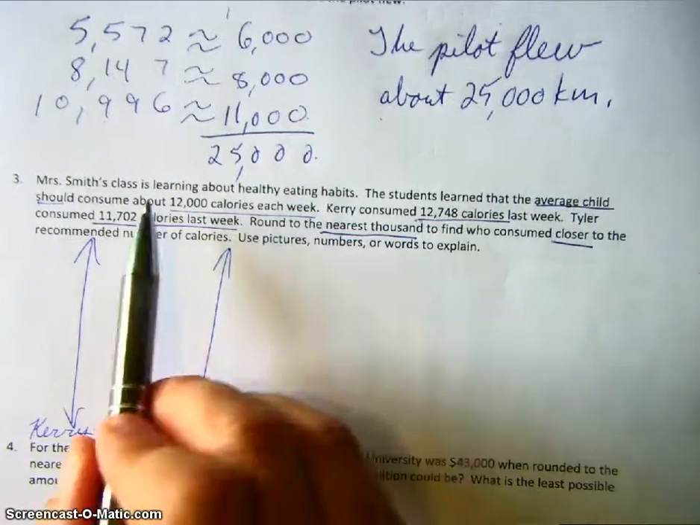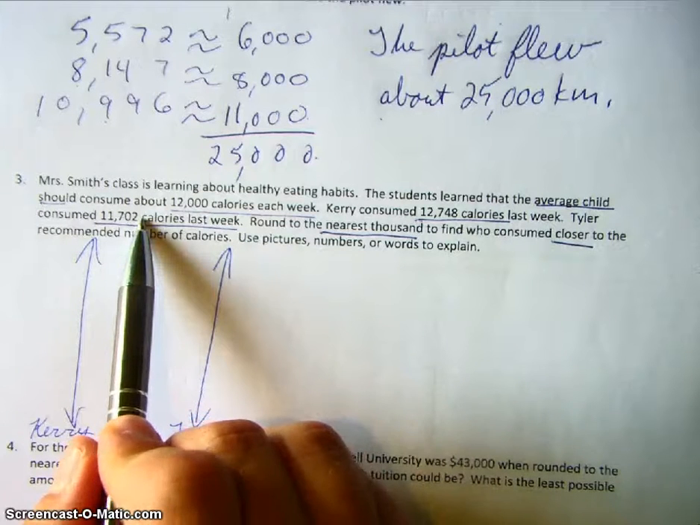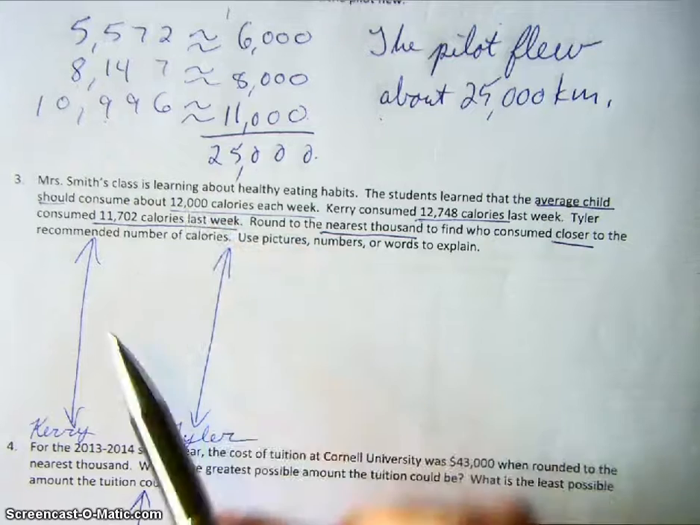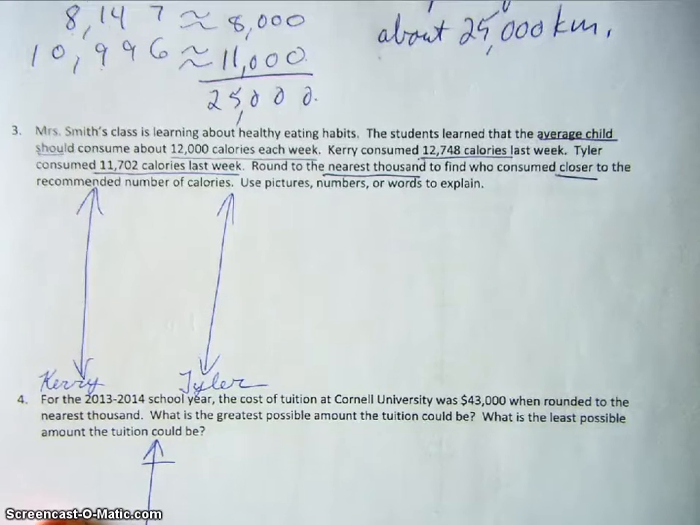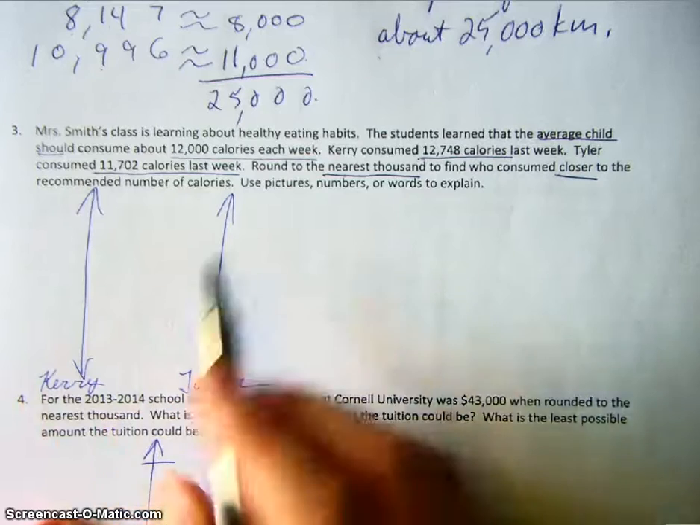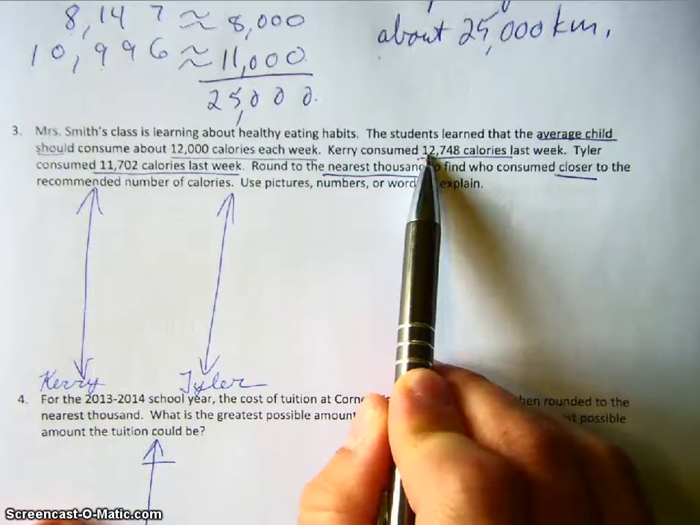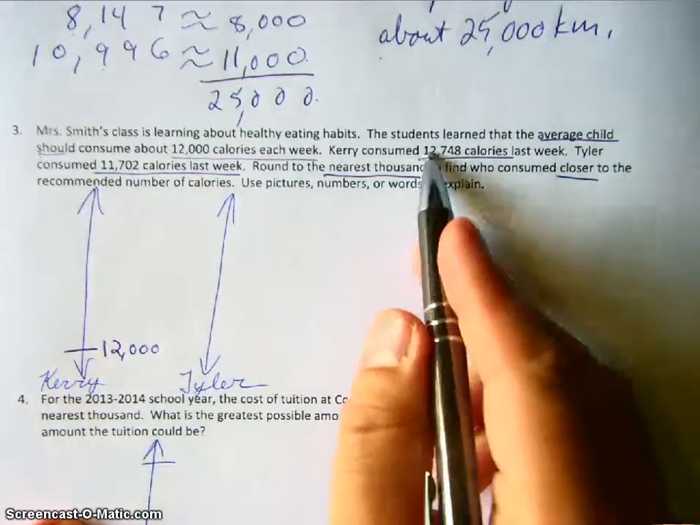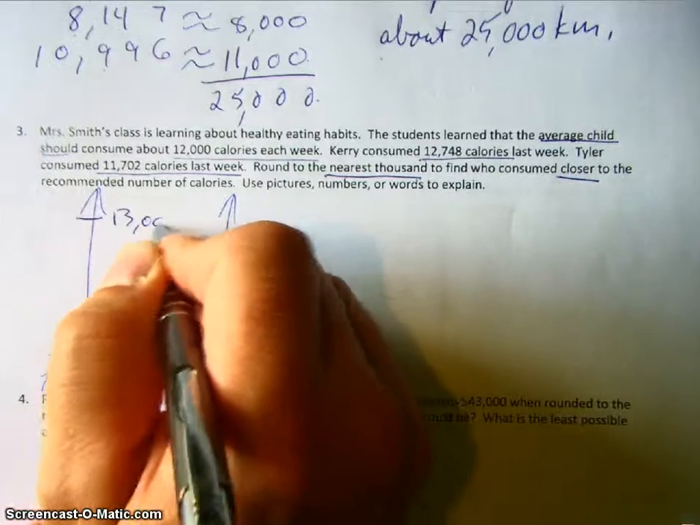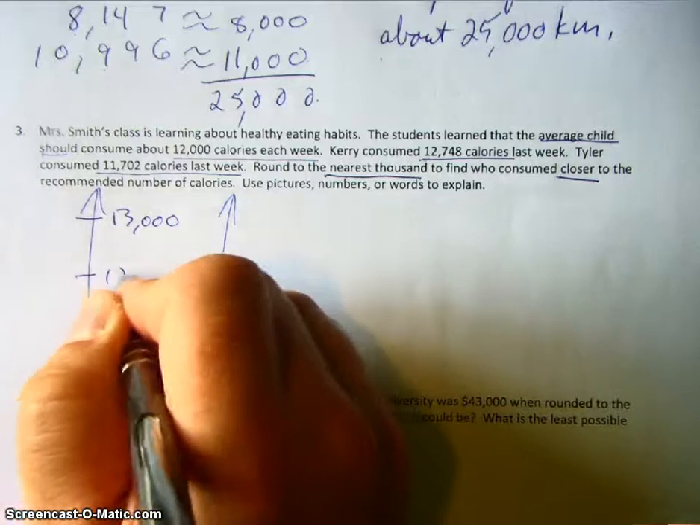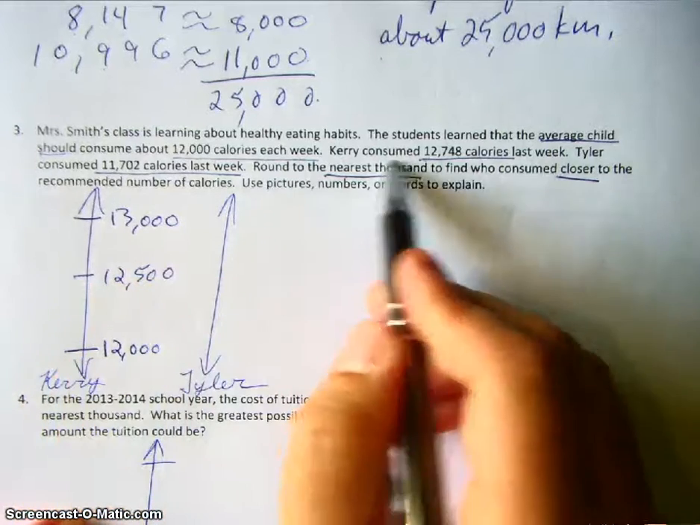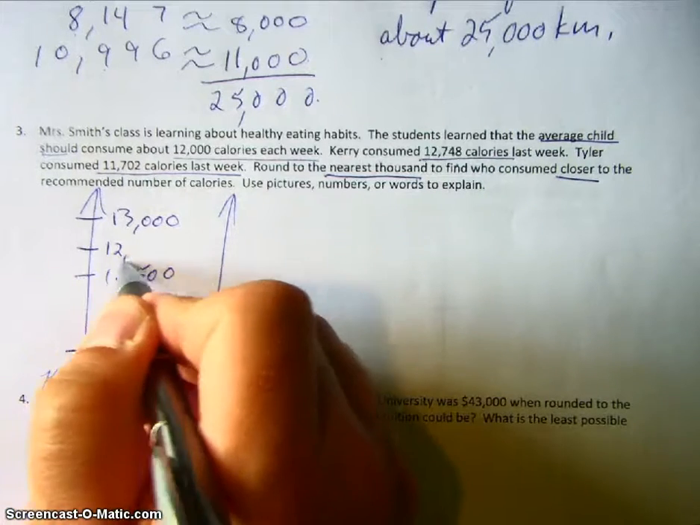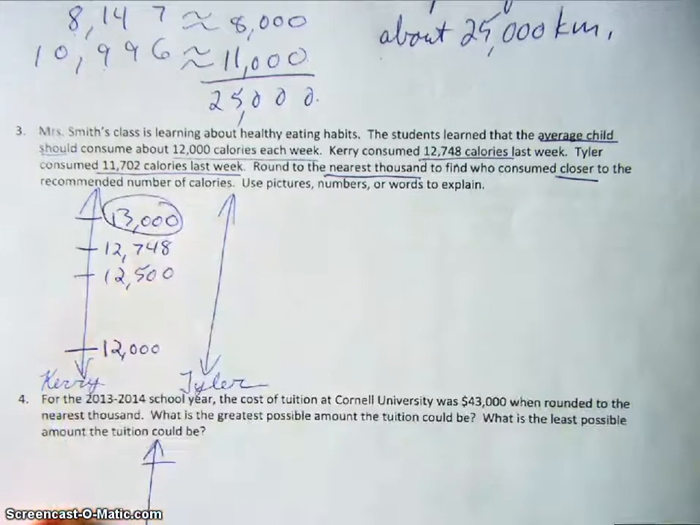So since one went over and one went under, we need to round those to see who got closer to that goal of 12,000. Okay, so we have our two number lines here for each boy. So now Carrie, we can see consumed over 12,000. So that means our bottom number here is 12,000. Another 1,000 would get us up to 13,000. All right, so then our midpoint would be 12,500. Okay, so now he consumed 12,748. So that's 7 in the hundreds place, tells us that we're past our midpoint. So we're rounding up to 13,000.